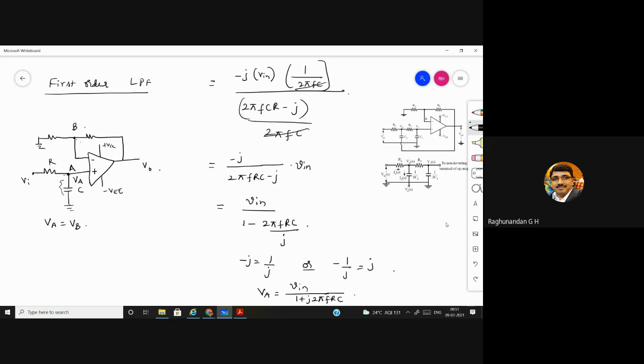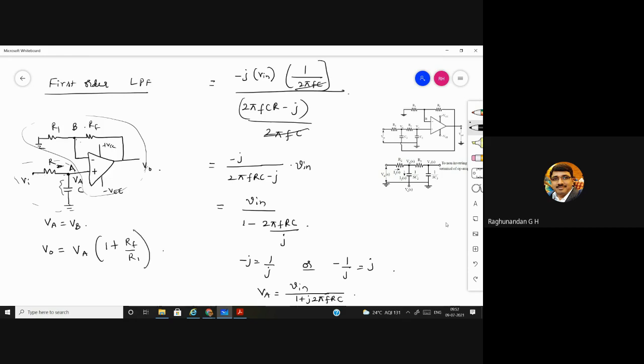Now, if you want to apply the equation, this part is our filter. The remaining part is our amplifier, the non-inverting amplifier. As we know, the first order low pass filter is going to filter as well as amplify the signal. That's why we consider the non-inverting op amp here. So V0 is equal to VA into 1 plus RF by R1. We'll take it as R only.